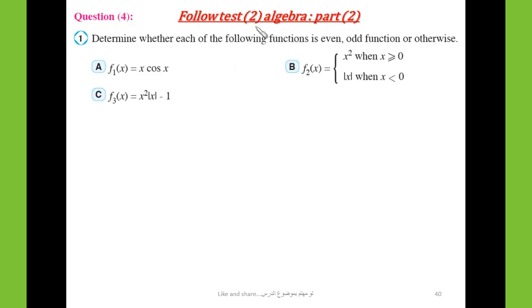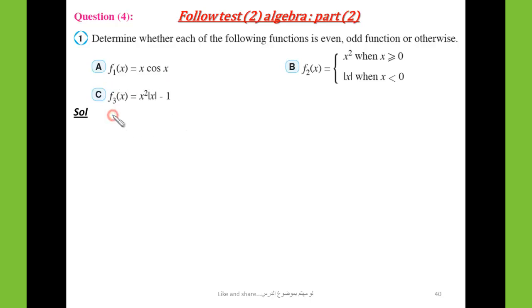Follow test 2 algebra part 2. Question 4. Determine whether each of the following functions is even, odd function or otherwise. We start with A. Here we have f1 of x equals x cosine x.